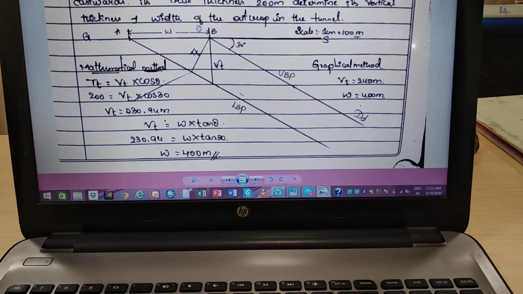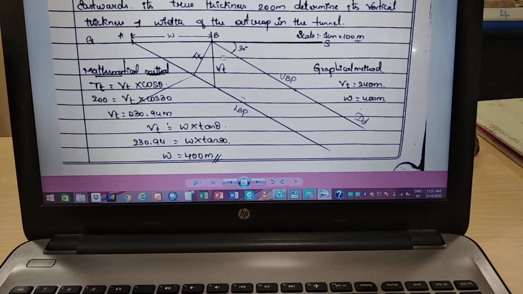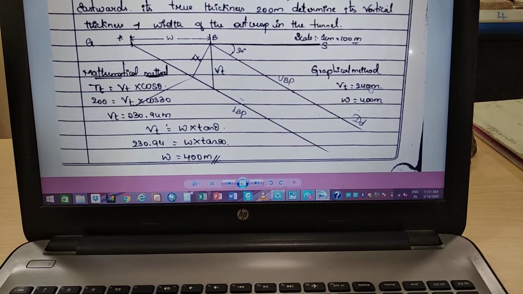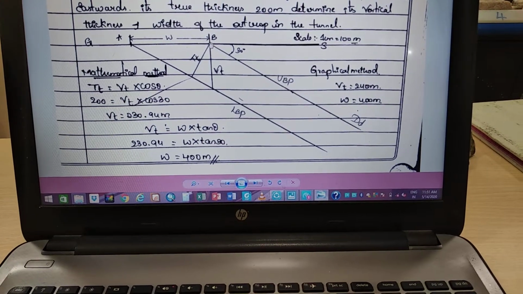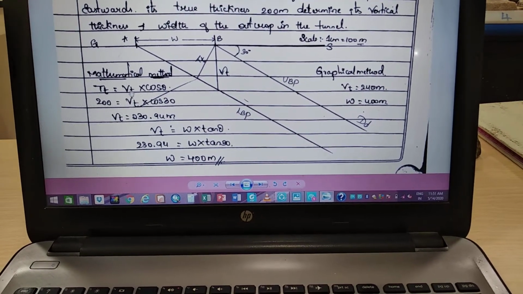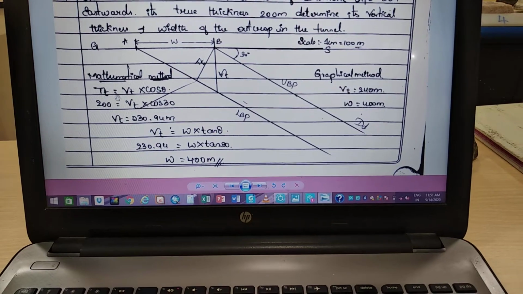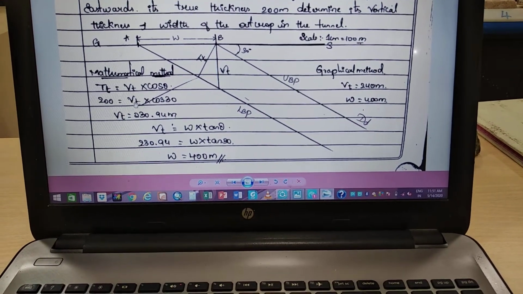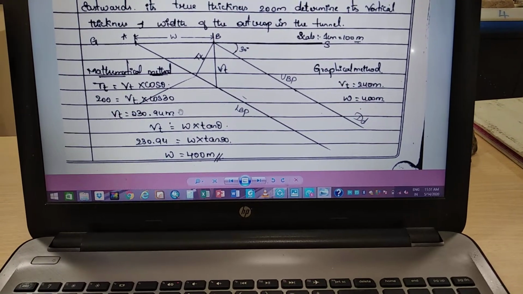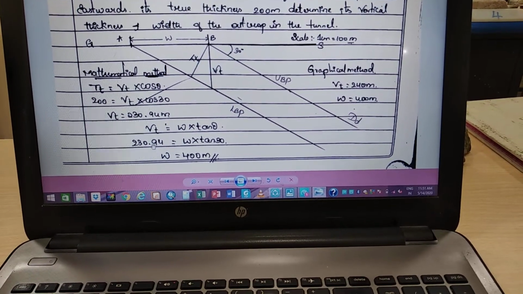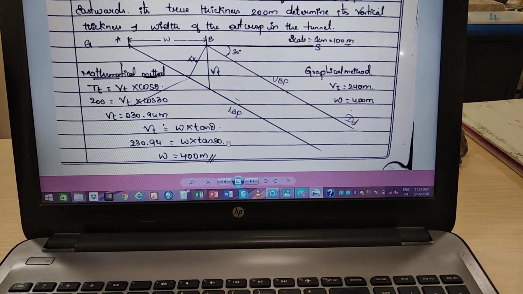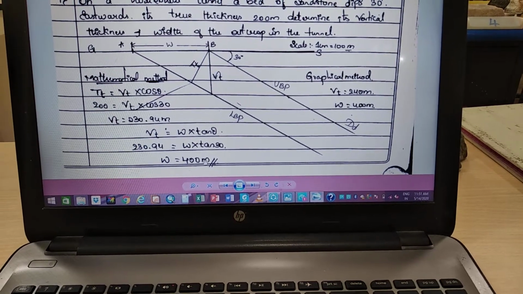Now the mathematical method; this was all about the graphical method. Measure the vertical thickness distance, that's about 240 meters, which is 2.4 centimeters, and the width of the outcrop is 400 meters. In the mathematical method, TT is equal to VT multiplied by cos theta. True thickness is 200 meters, already given. VT is equal to W tan theta. We calculated VT as 230.94, which is equal to W tan 30 degrees. Our width of the outcrop is 400 meters.